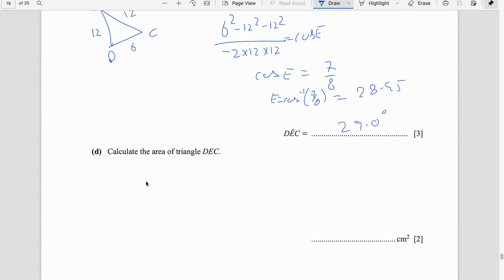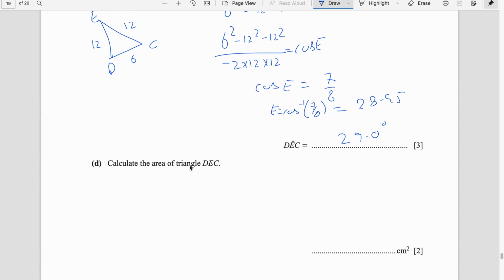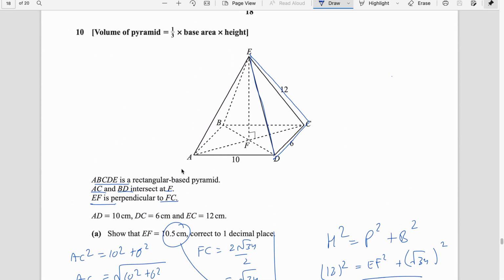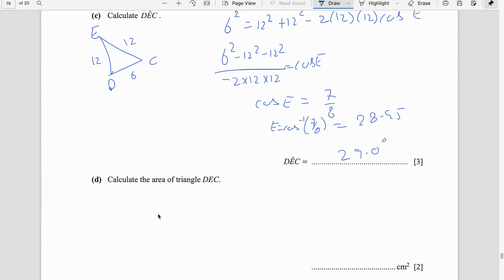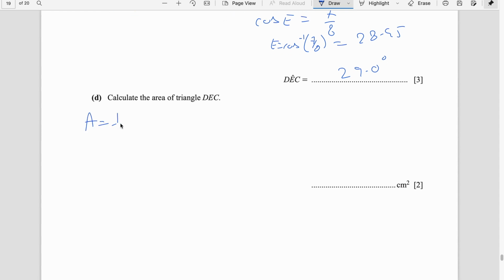Calculate the area of triangle DEC. Okay, we have DEC, this is the same triangle, we have the angle, we can use the formula. Area is equal to 1 by 2 ab sine C. So the two sides are 12 times 12 and the included angle is 29, and you get 34.9 centimeter square.